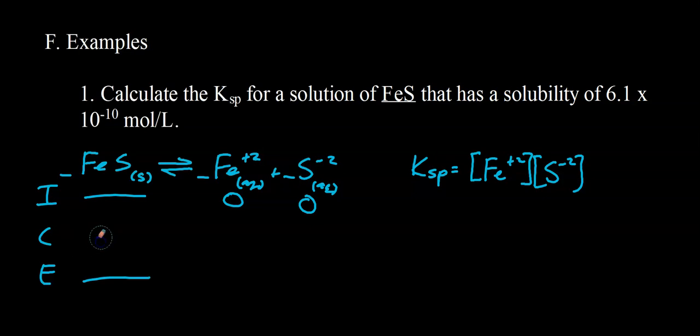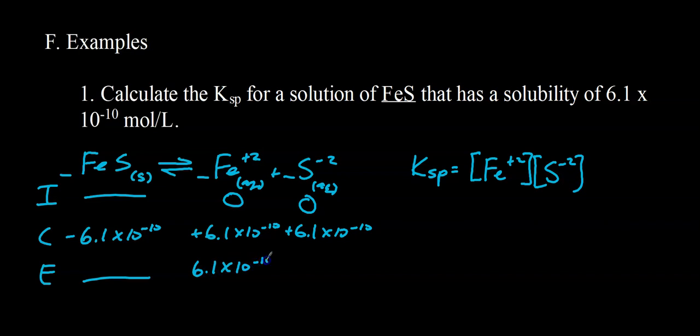All right, so I'm pretty sure we are given the solubility. So let's plug that in. The amount of this, when you put it in water, is going to go down by 6.1 times 10 to the negative 10th moles per liter of solution. We have a 1-to-1 ratio, so this is going to go up by 6.1 times 10 to the negative 10th, as will this. Oops, put a plus in front of that. And so in a saturated solution, the concentrations of the Fe plus 2 and the S minus 2 are both 6.1 times 10 to the negative 10th.